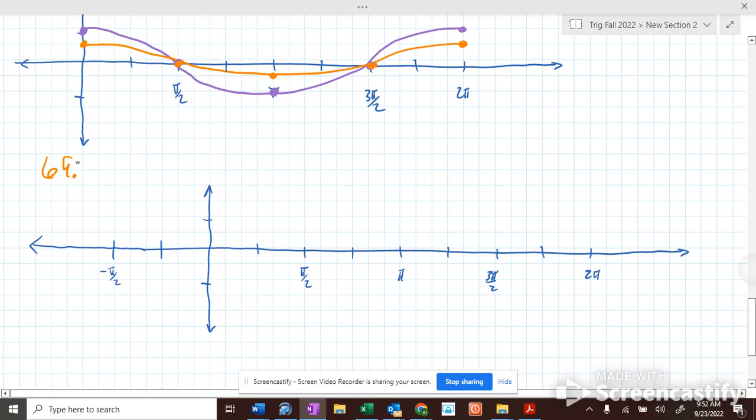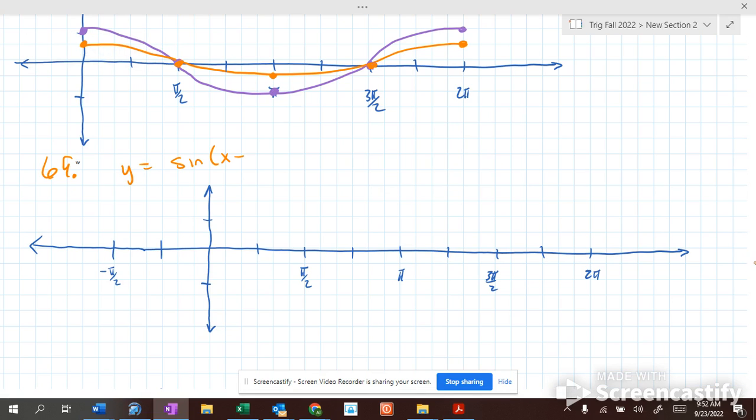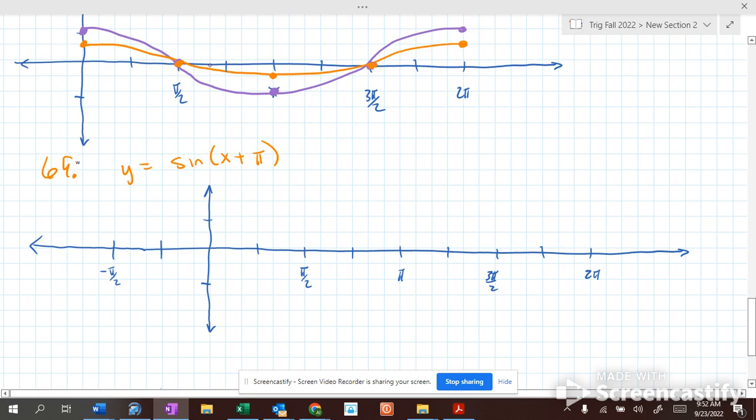All right, 69. 69 is y equals sine of x plus pi. Okay, what should we graph first? Y equals sine of x. So the sine of 0 is 0, sine of pi over 2 is 1, sine of pi is 0, sine of 3 pi over 2 is -1, sine of 2 pi is 0.